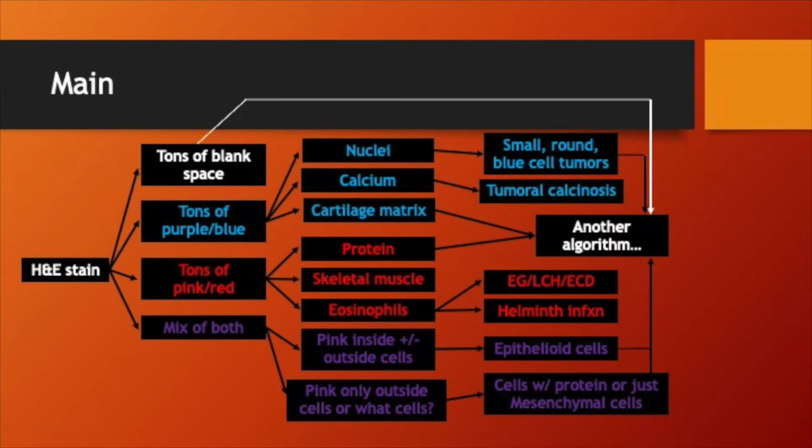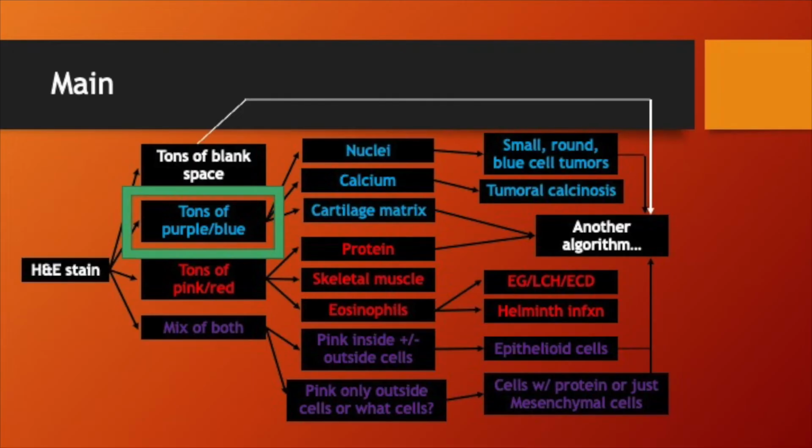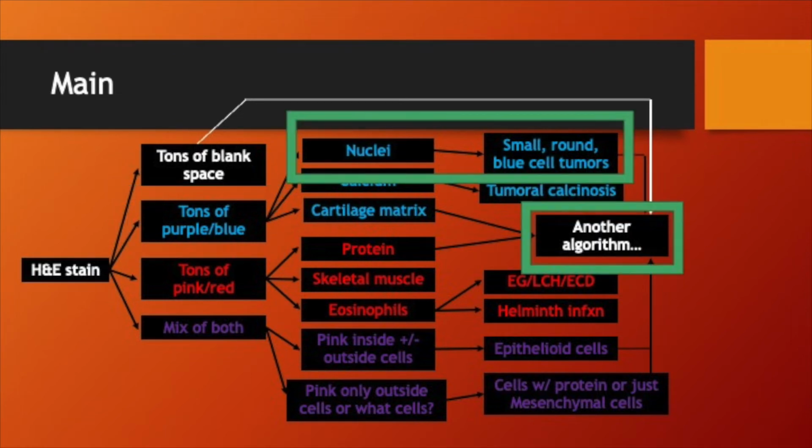What do we have here? Do we have tons of blank space, tons of purple and blue, tons of pink and red, or a mixture of both? So let's go back to that image. And what I would say is, by and large, this is a small round blue cell tumor. There's tons of purple and it's almost all nuclei. So me personally, I would shunt this down the small round blue cell tumor pathway. So that's what we're going to start with, but we're going to go down a different pathway once we go through case 3B. So we see tons of purple and blue, so now we've got to go back to it.